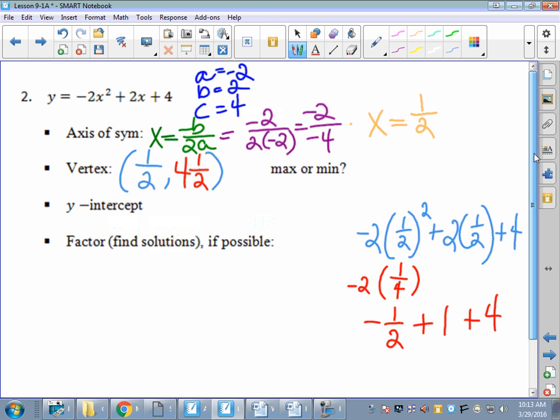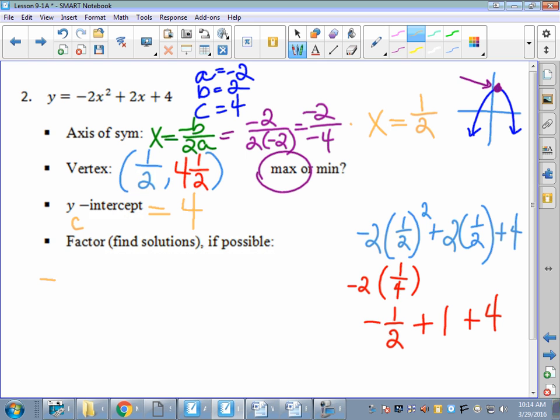My a value tells me whether I've got a max or a min. My graph with a negative 2x squared should open down, something like that. So is this vertex value right here a maximum or a minimum? All that max or min tells you is what the graph should look like. What is the actual max value? Max value would be 4.5. Remember, it's the y value. I don't care that I went over 1/2. I only care that I went up 4.5. Y-intercept for this problem is my c value, so y-intercept equals 4.